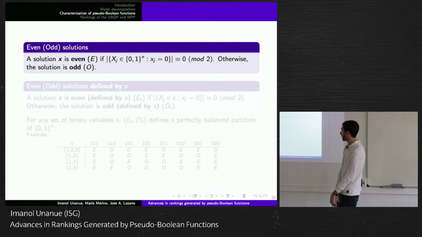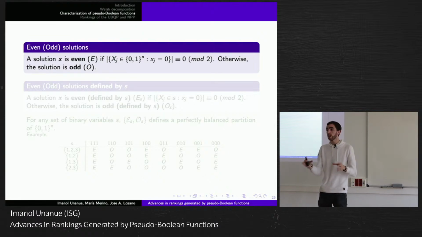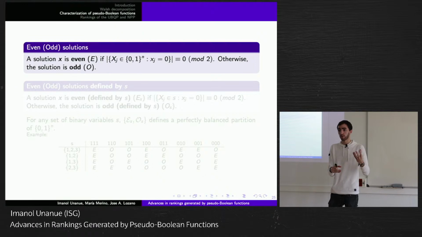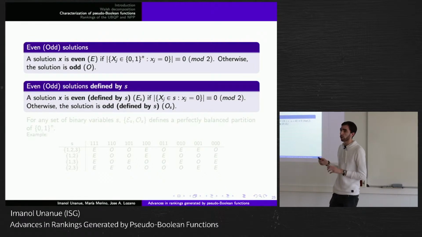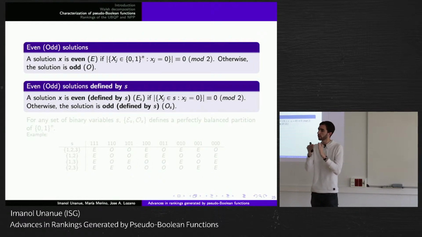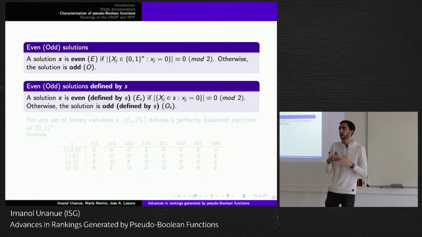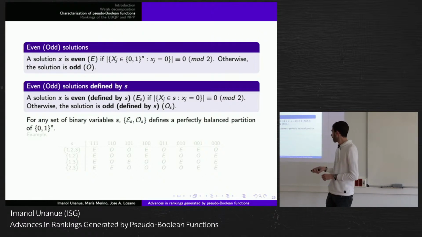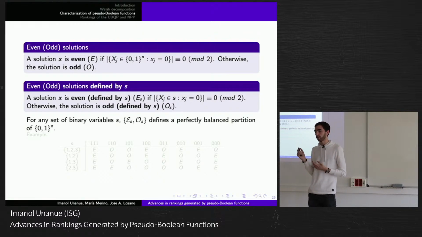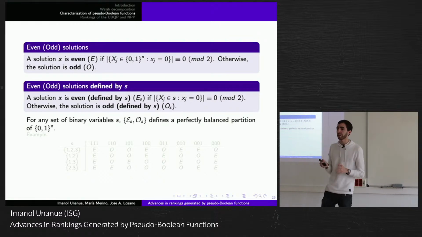So we will define the solution as even or odd according to the number of bits that they have, ones or zeros, according to the number of zeros that the solution has. So, for example, if there is a solution with one 0, it will be odd, whereas in the other case it will be even. Moreover, we can also extend that definition, and instead of considering all the binary variables, we can consider just a subset of binary variables, and also define even and odd solutions according to the number of zeros.